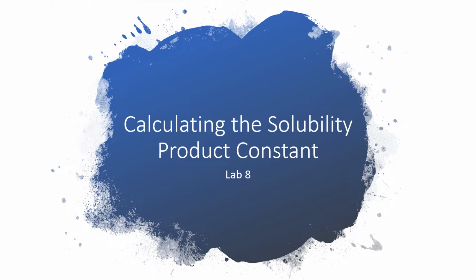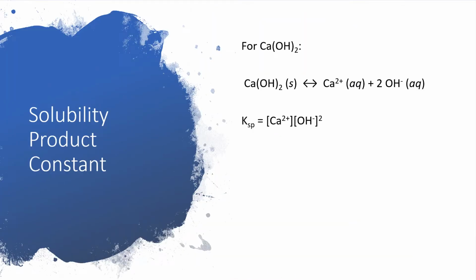In lab number 8, we are going to use an acid-base titration to calculate the solubility product constant of calcium hydroxide. When a substance with limited solubility is placed in water, it dissolves until the rate of the backward reaction, aqueous calcium 2 plus and OH minus ions forming solid calcium hydroxide, is the same as the rate of the forward reaction, where solid calcium hydroxide breaks down into aqueous calcium ions and hydroxide ions. At this point, the solution is considered to be saturated.